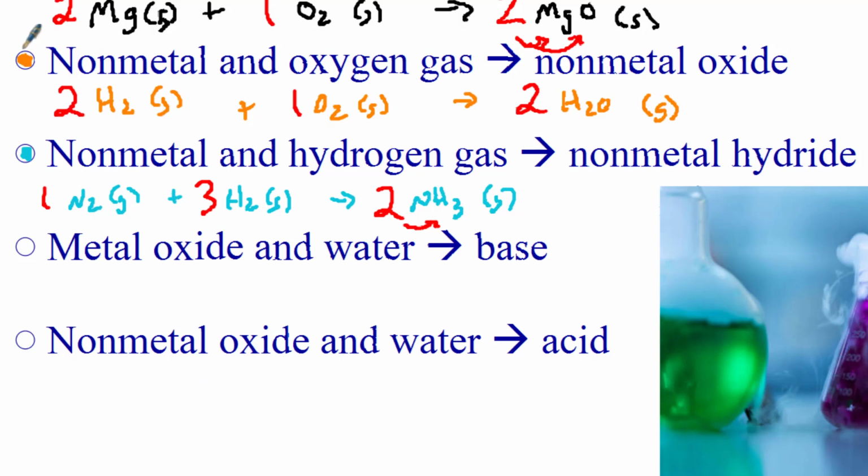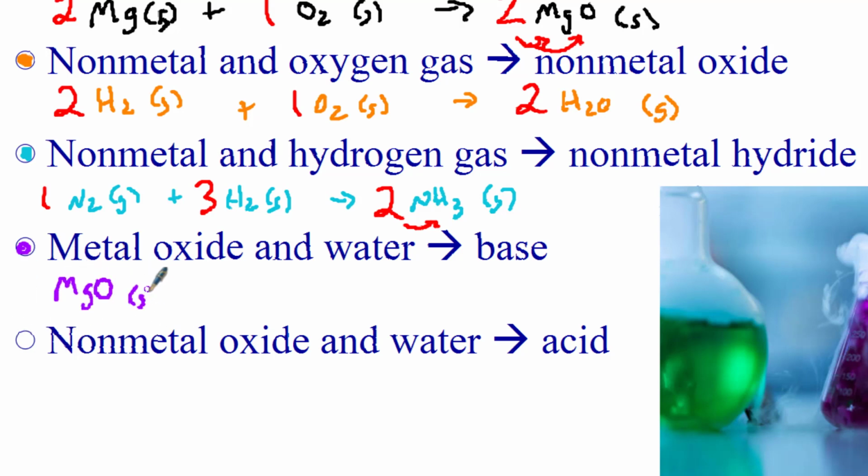Okay? We have 2 more combination reactions. One is called a metal oxide and water. A metal oxide and water. Let's take a look at this metal oxide up here, this magnesium oxide. I'm going to take that magnesium oxide. Oop, I'm going to fix that a little bit.